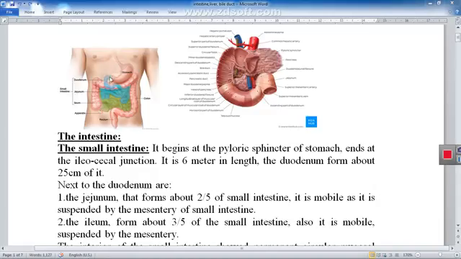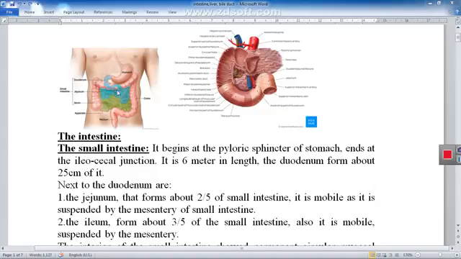The small intestine is formed of the duodenum, then jejunum, and then the ileum that opens into the cecum. And of course the cecum is the large intestine. So duodenum, jejunum, and ileum are parts of the small intestine. The jejunum had been discussed with the presentation of the duodenum.